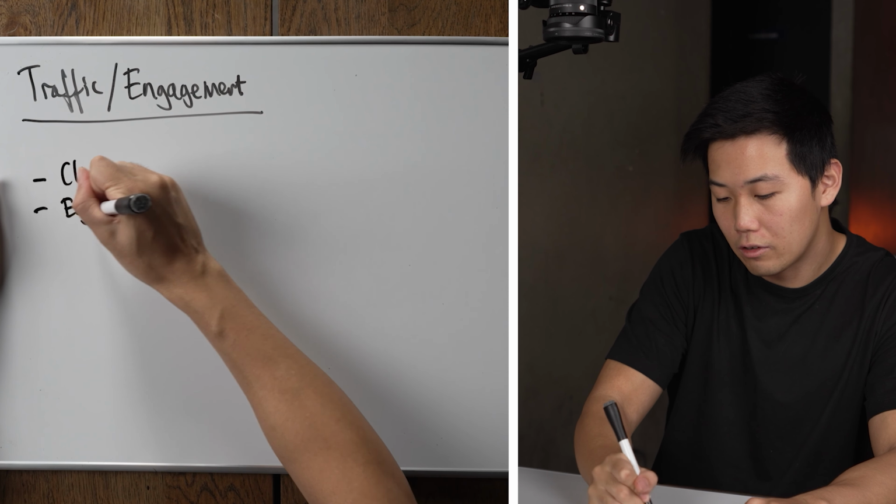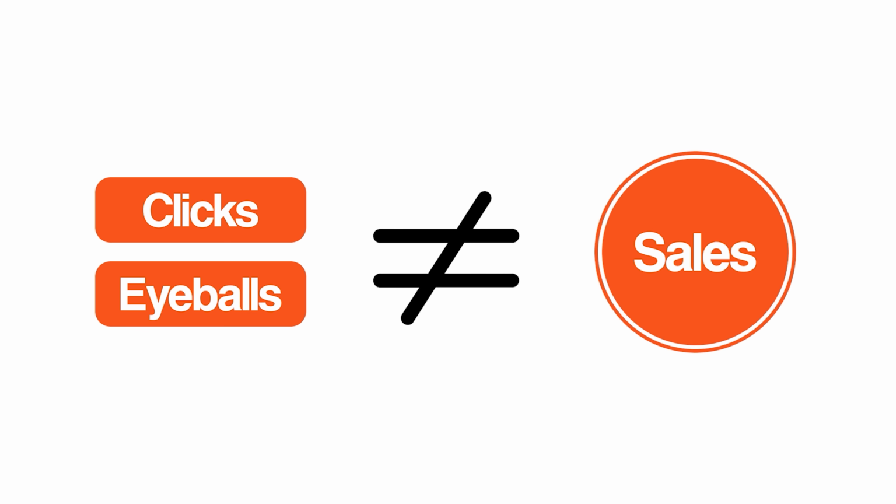Next up, we have traffic and engagement campaigns. These are ideally not run for e-commerce. And the reason is you're asking Meta for the wrong incentive. You're asking it to send as many clicks as possible or as many eyeballs on a creative. And the problem is clicks and eyeballs do not equal sales.